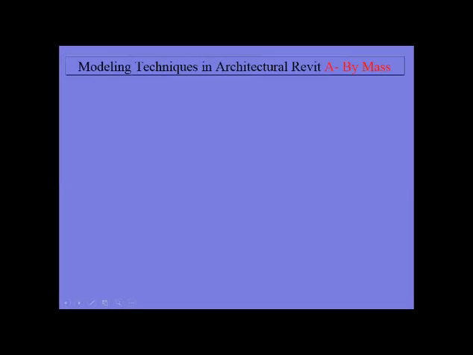طب نشوف الكلام ده بالتفصيل. Modeling techniques أول حاجة by mass. By plane. يعني إيه by plane? This means I will make the building form in plane. After that I can give it height. بديها height so I have a form now.